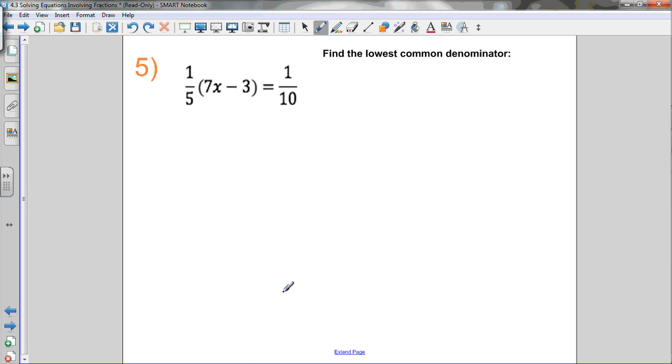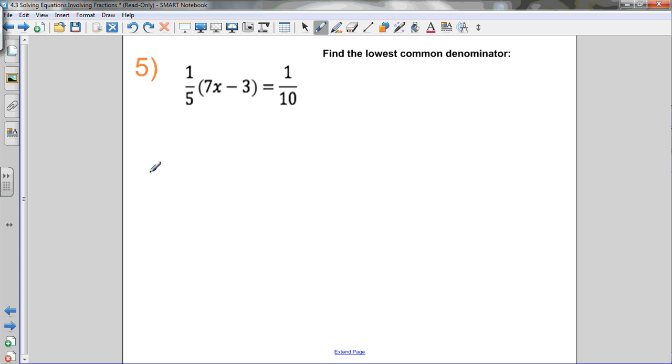Number 5. Once again, another equation that has two fractions. First step, whenever you've got fractions, is try and get rid of the fractions. Don't distribute this 1 over 5 to the 7x and negative 3 to get rid of the brackets. What we want to do, get rid of the fractions by multiplying by the lowest common denominator of all the fractions. So my denominators are 5 and 10. The lowest common denominator between 5 and 10 is 10.